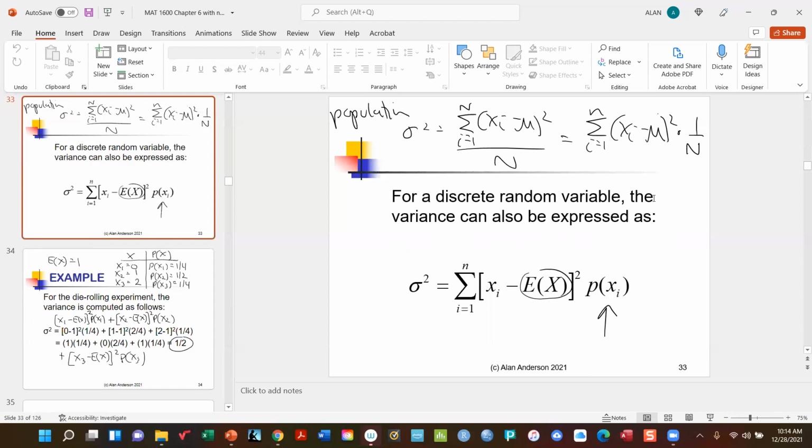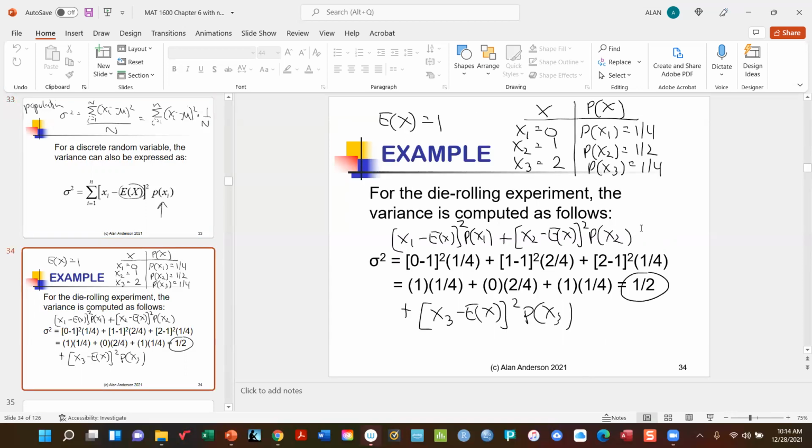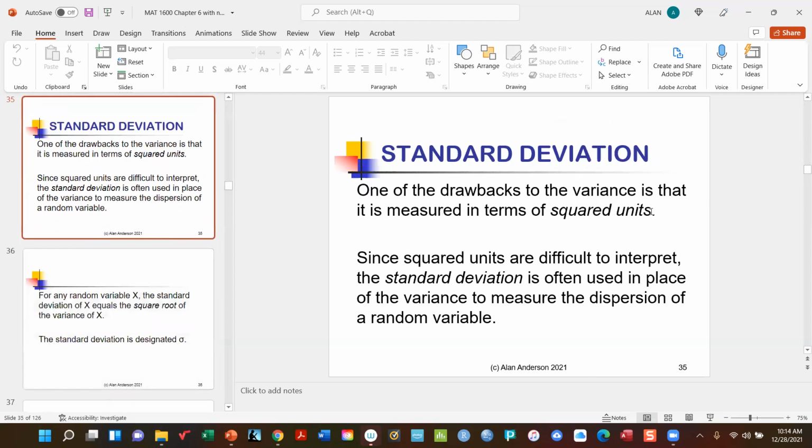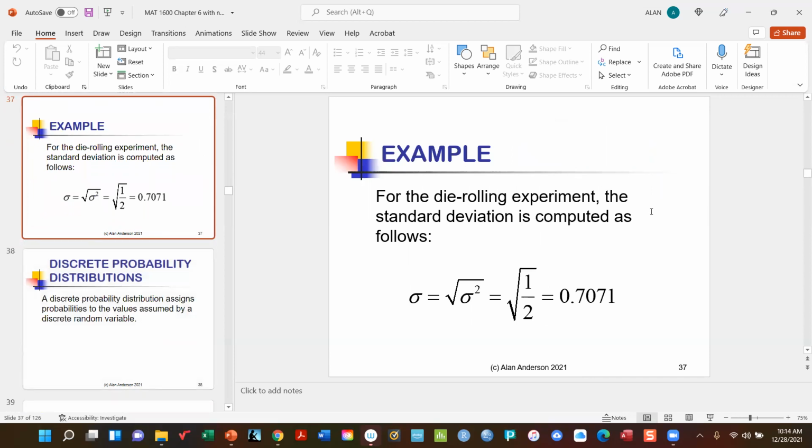We're trying to figure out how spread out the elements are in our, or the values of the random variable are, rather than elements of a population. So we did the calculations and we came up with a value of 1/2. And then we defined the standard deviation to be simply the square root of the variance. Okay. And so in this case, to calculate the standard deviation, you would simply take the square root of the variance of 1/2 and you would get approximately 0.7071.